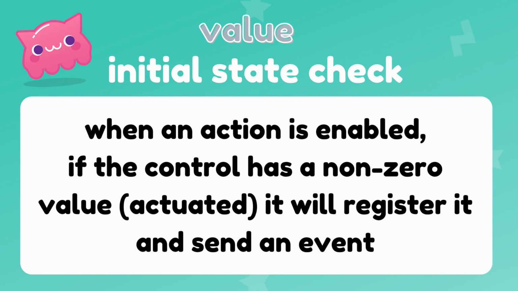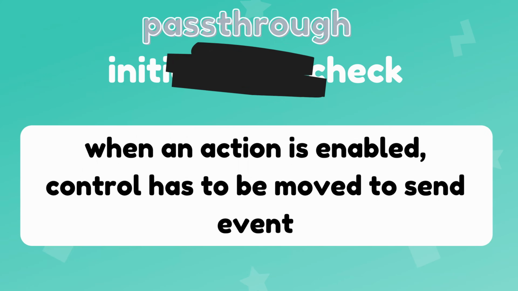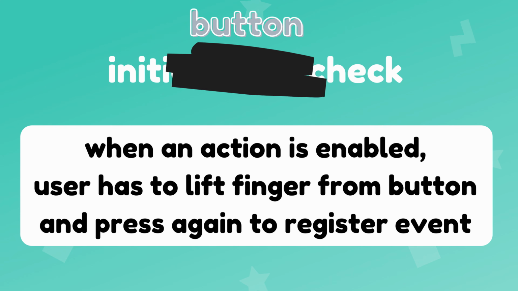So even if the joystick is not in the center and the action is enabled, it will still send out that perform callback. And so the difference is that button and pass-through do not have this. If the joystick is not in the center, for pass-through at least, since pass-through is the only other one that you can use with a joystick, then you'll have to move the joystick in order for the pass-through to read the value. However, value will send out that callback once it's enabled if it's in its non-default position. And for button, for example, you'll have to lift your finger from the button and press it down again if you want it to be performed.